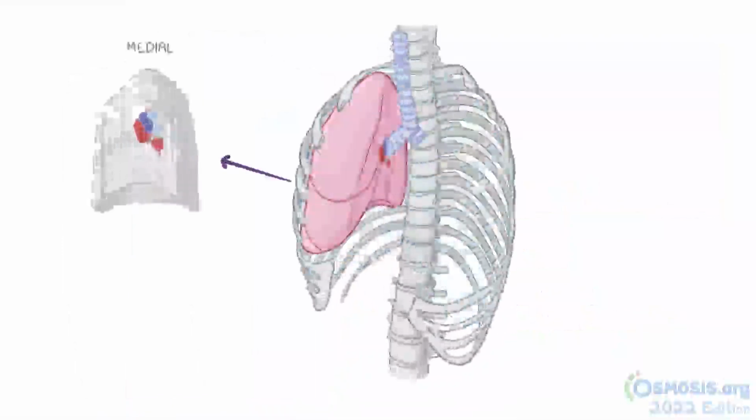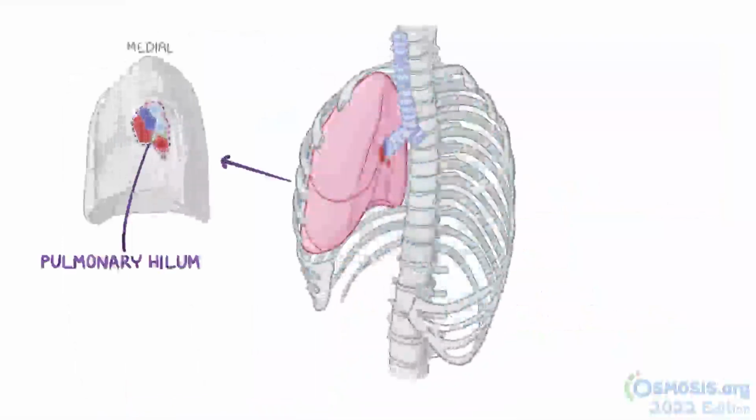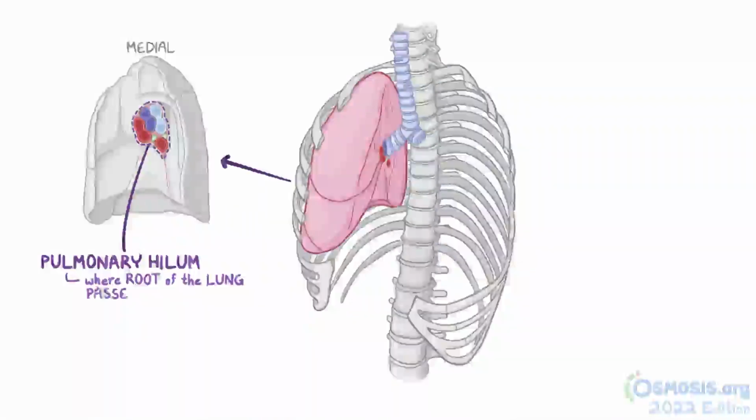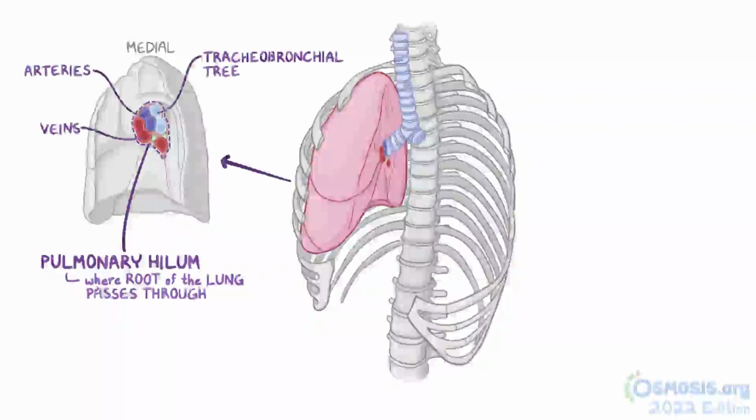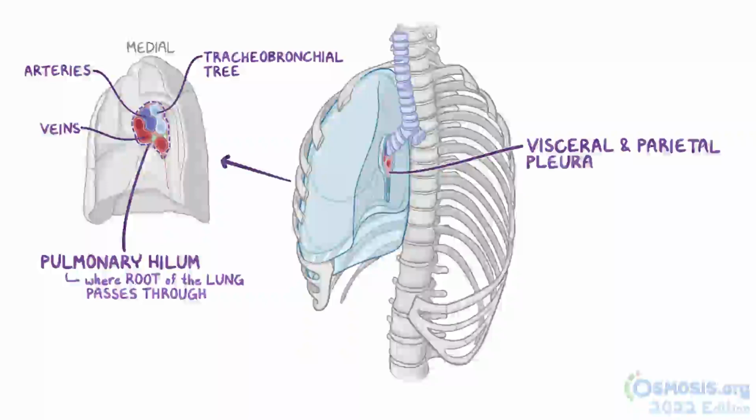Now, on the medial part of each lung, there's a pulmonary hilum, where the root of the lung passes through. The root of the lungs is made of structures like the tracheobronchial tree, as well as arteries and veins. At this level, the visceral and parietal pleura are continuous, making just one structure.